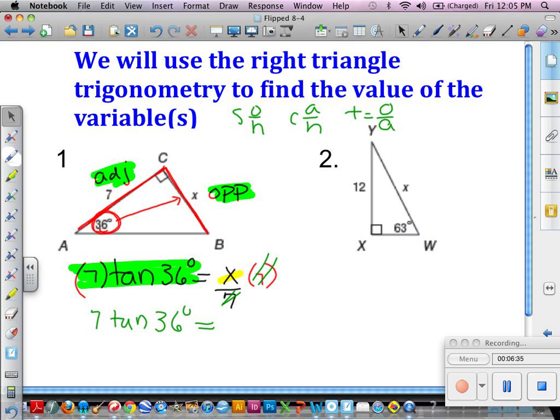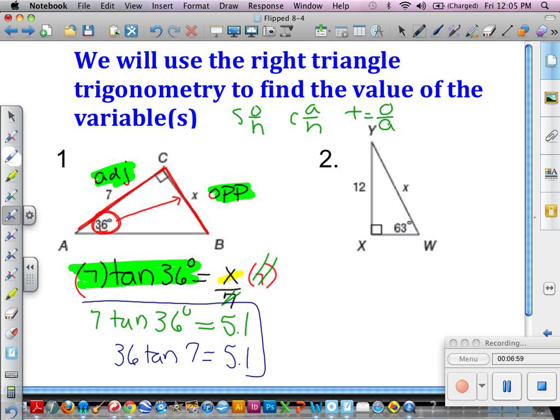At that point now, I'm getting 5.1. Make sure you try this on your calculator. Some calculators, you might have to go 36 and then hit the tangent button and then times 7. So make sure you check this out with your calculator. If you're having problems and issues, make sure you ask during class tomorrow. I guess x equals 5.1.